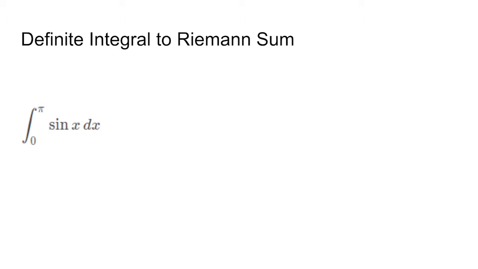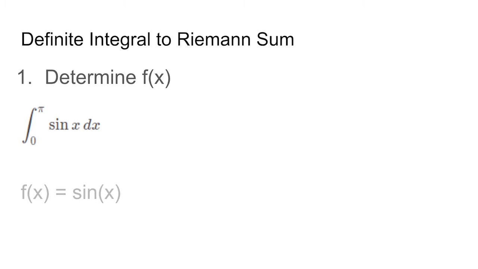So now our practice problem is determining the Riemann sum notation for the integral from 0 to pi of sine x dx. And our first step is to determine f of x. And from the integral, we can obviously see that f of x is sine of x.